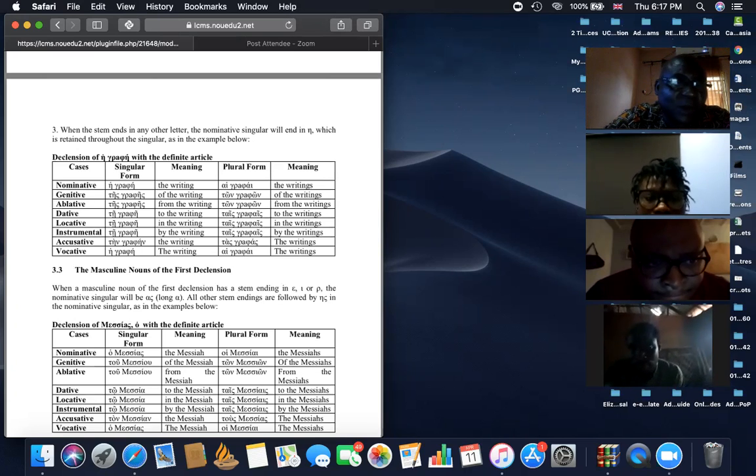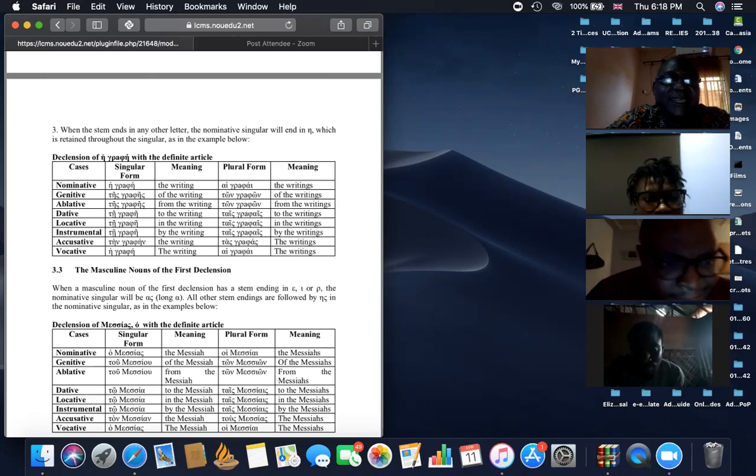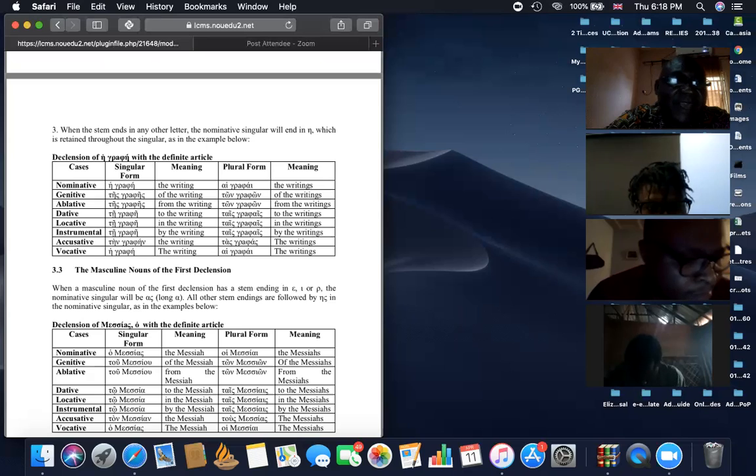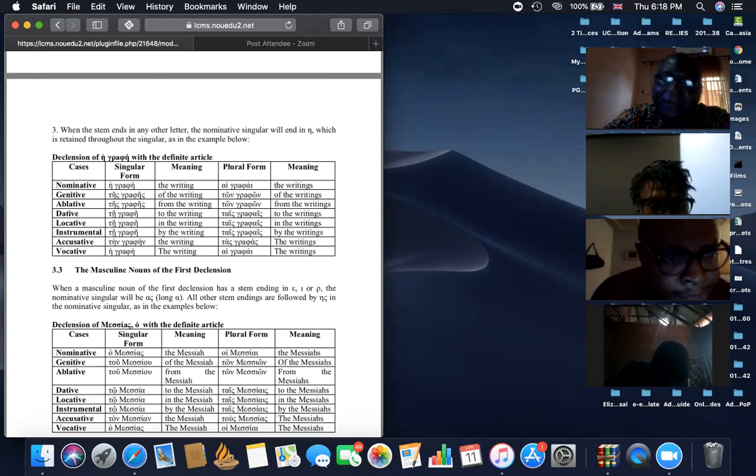Now the next word we use as an example there is graphe. Graphe ends in eta. So you have graphe, graphes, graphe, graphen. Graphai, graphon, graphais, graphas.